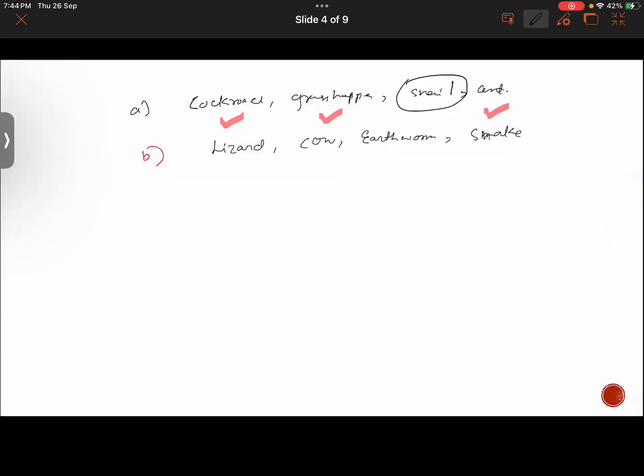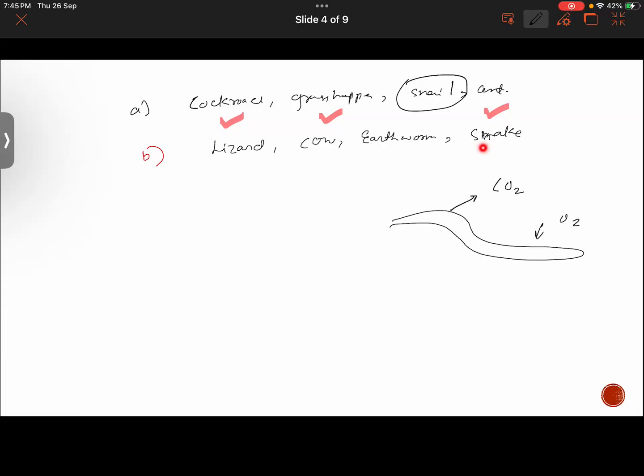Some of the options given here share a common respiratory organ, but one of them is odd: lizard, cow, and a snake, and then you have the earthworm. The earthworm does respiration with the help of its skin. They have a moist skin, and via their moist skin they take in oxygen, and via the same moist skin they release carbon dioxide gas.